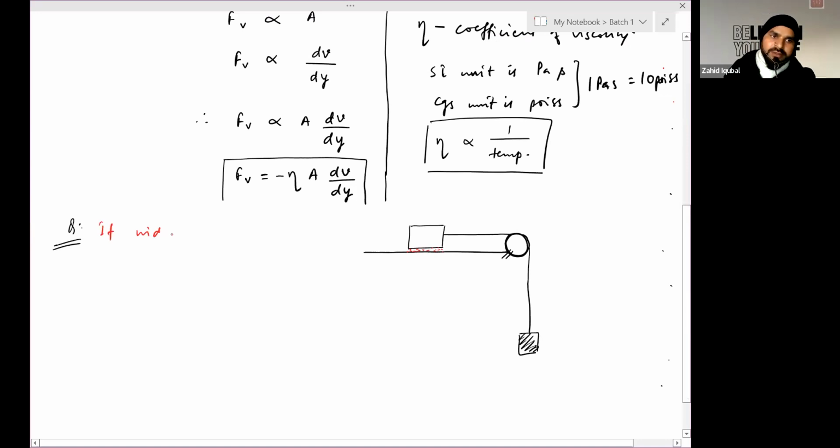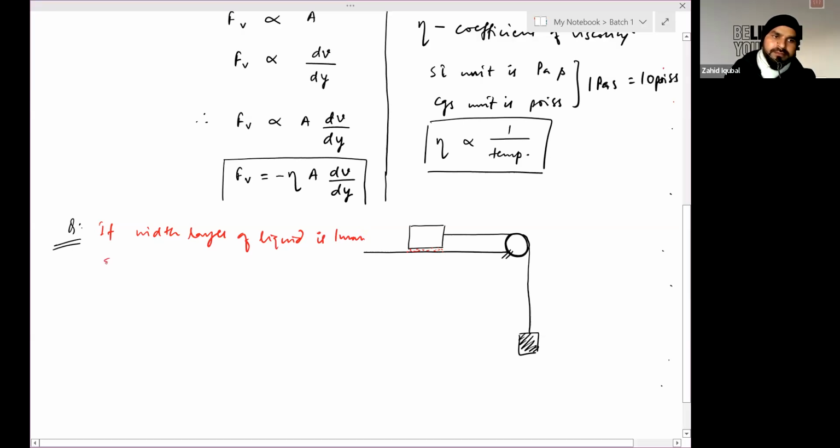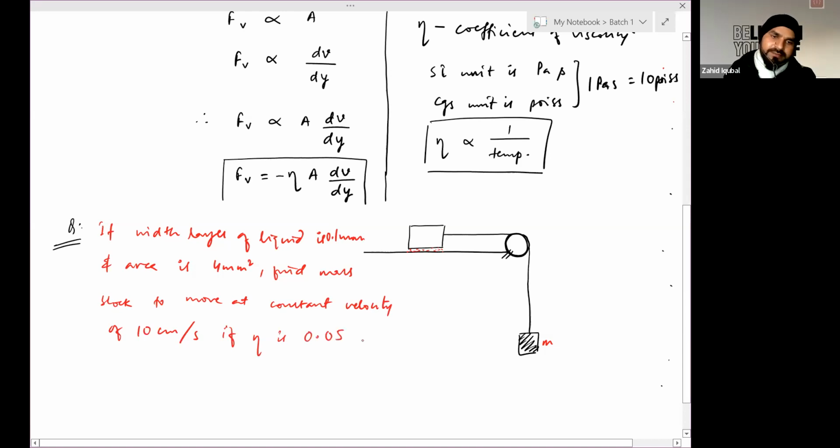If the width of the layer of liquid is 0.1 mm, and the area is 4 mm square, find the mass of this block to move at a constant velocity of 10 centimeter per second, if eta is 0.05 Pascal second.